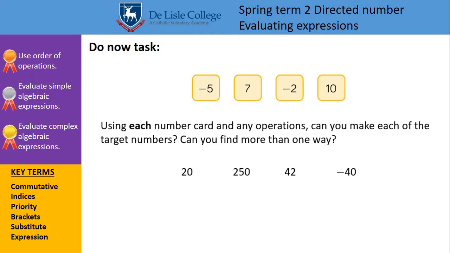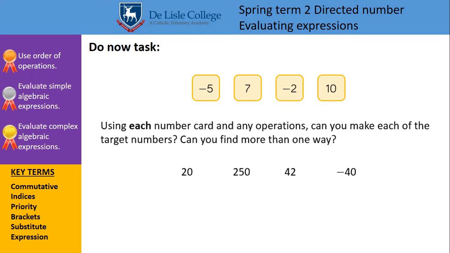For 250, again, I chose to do -5 squared, getting us to positive 25, and then simply multiply that by 10 to get to 250. 42, I went with 7 squared, which is 49. Then if I added a -5, that's actually going to make it smaller, getting us to 44. Then adding again -2, adding a negative number makes that smaller, that gets us to 42 that we're after.